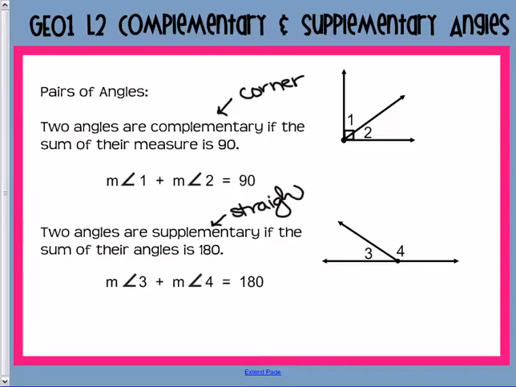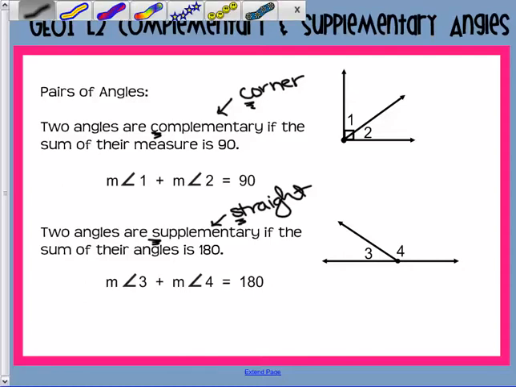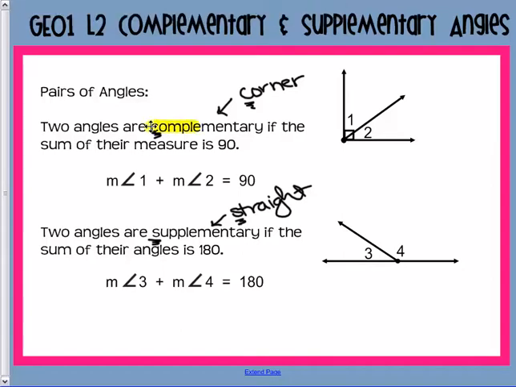Okay, that's how I remember it. Both of these are S's, both of these are C's. I'm not sure if that'll help you, but it might be something good to write down. If I were making flashcards of this, I would maybe highlight complementary and 90 and supplementary and 180. Okay?